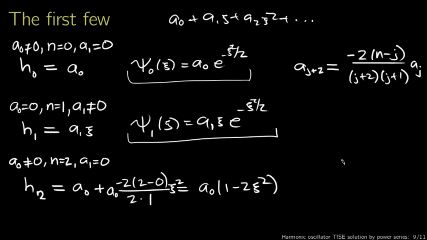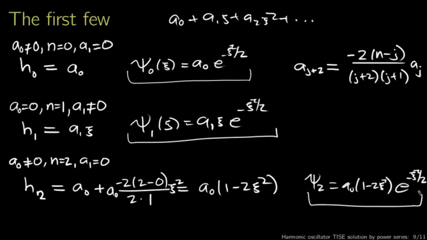If I want to calculate what the wave function psi2 looks like, it's going to be again this a0, 1 minus 2 xi squared multiplied by e to the minus xi squared over 2, our asymptotic solution. This is psi2, the second excited state, the third energy level. What we get if we plug n equal 2 into our framework here.